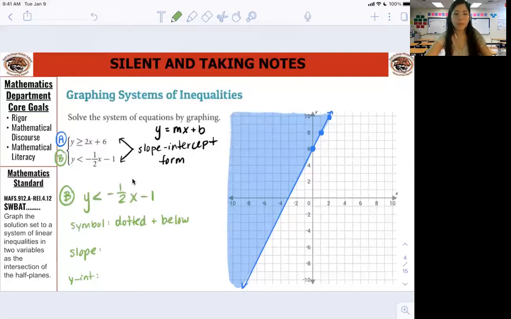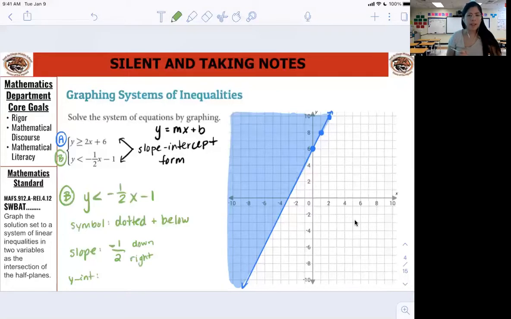What's my slope? -1/2. -1 over 2. Now it's negative, so this time, where am I going? Down. Down 1. And that 2 remains positive, so just the number 1 is negative, the 2 is positive, so I still go 2 units to the right. So it's down 1, 2 to the right.